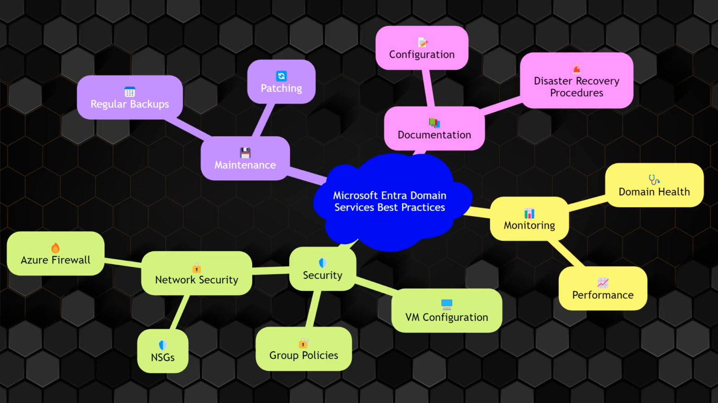For Microsoft Entra Domain Services, best practices include regularly monitoring domain health and performance, applying group policies to enforce security settings, and ensuring virtual machines are properly configured to join the managed domain. Organizations should also implement network security measures, such as network security groups, NSGs, and Azure Firewall to protect the managed domain. Regular backups and patching are essential to maintain high availability and security. Additionally, organizations should document their configuration and procedures for disaster recovery.